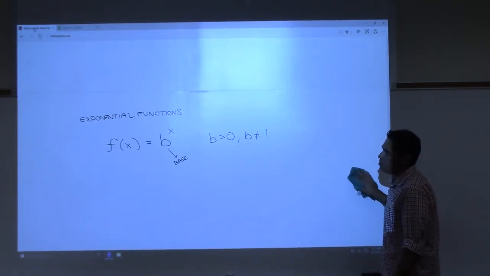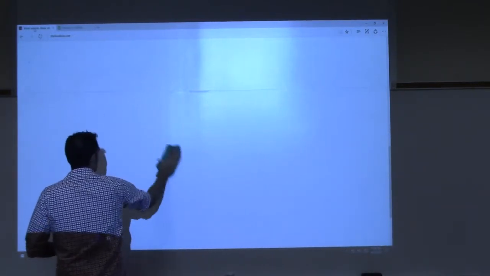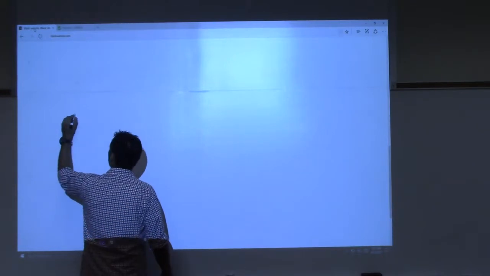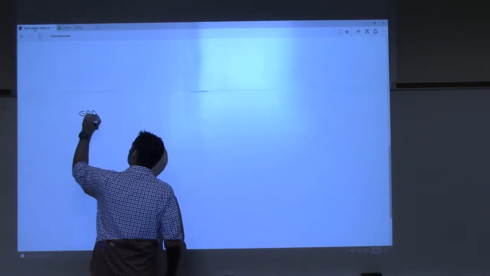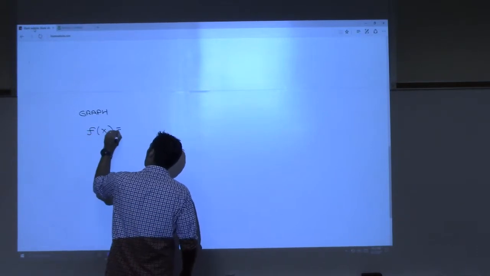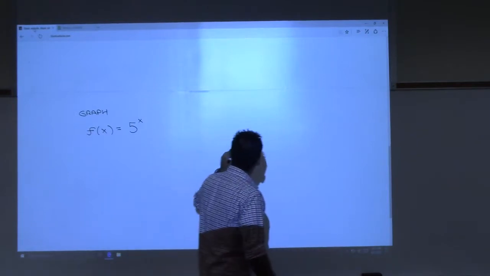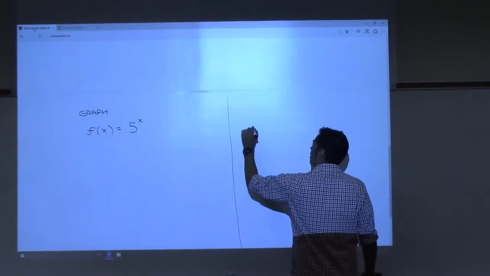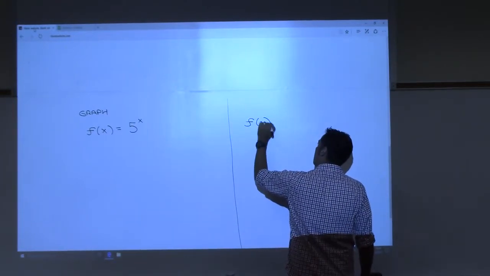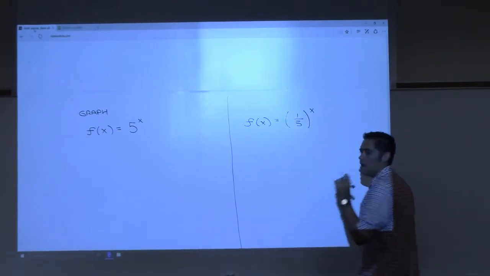All right, so let's do one more example of an exponential function, and let's try and graph it. Graphing these is actually pretty straightforward. Let's graph f of x equals 5 to the x. And then over here, we're going to do another problem. We're going to graph f of x equals 1/5 to the x.